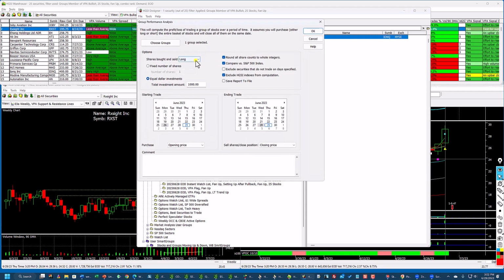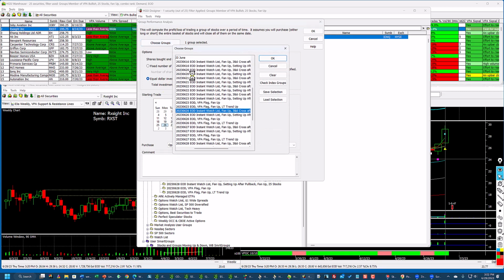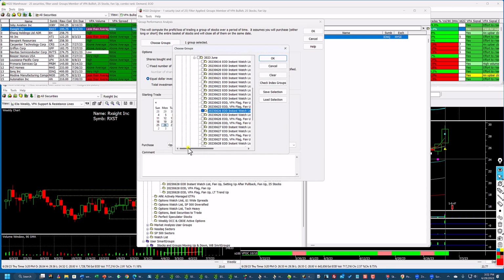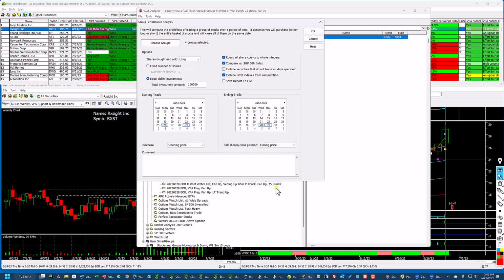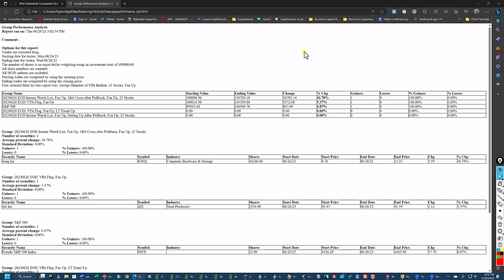By using this and using the opening price on Monday, the 26th, and the closing price yesterday on Wednesday. And I'll make this 100. This number doesn't really matter. I'm going to run these, and I'm going to choose the groups. The groups that I'm choosing are everything from the 26th. There's a couple of VPA flag groups and a couple of one pullback day and also a crossover day, the 3 crossing the 6. So I'm going to run this, and what it does is it pulls up this HTML page.